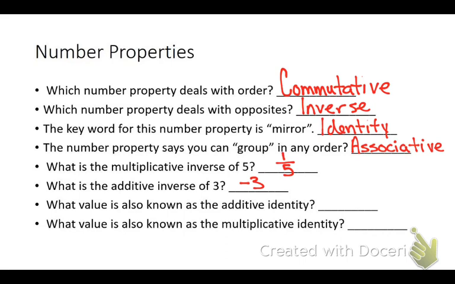Okay. What value is known as the additive identity and what value is known as the multiplicative identity? Go ahead and answer those questions on your paper. Which value is the additive identity? 0. Which one is the multiplicative identity? 1. 0 and 1. And that's just, again, something that we have to have memorized.